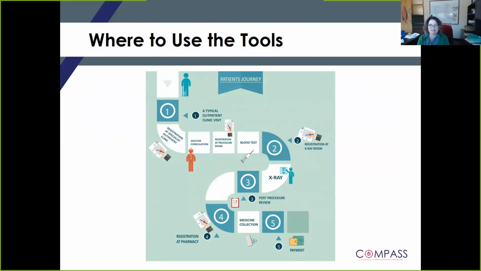So on to Katie, Lori, thank you. I love that slide. It's such a great visual to share with others.